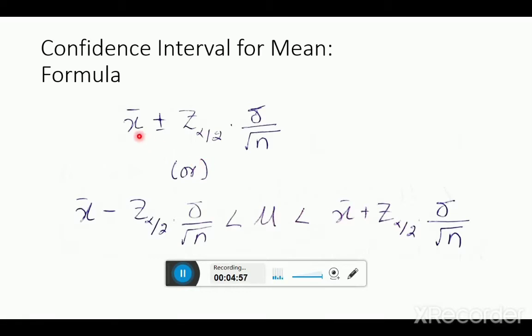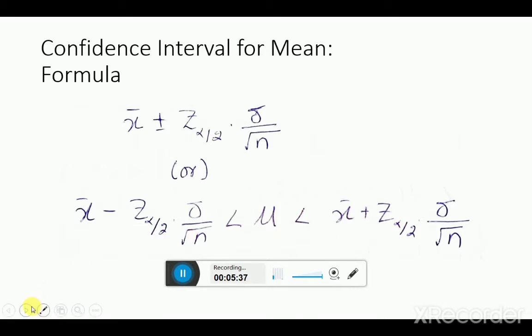The expression is x bar, plus or minus z alpha by 2 into sigma over root n. Here there are two operators, plus and minus. Once we add the term and once we subtract the term. The minus side is known as your lower limit and the plus side is known as your upper limit. So it means that the mu value will be greater than the lower limit and the mu value will be less than the upper limit.